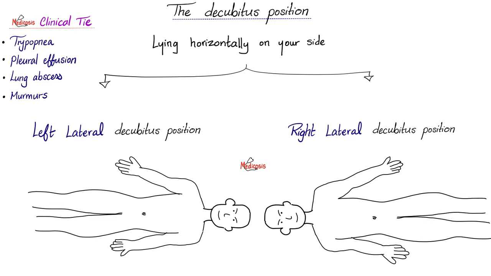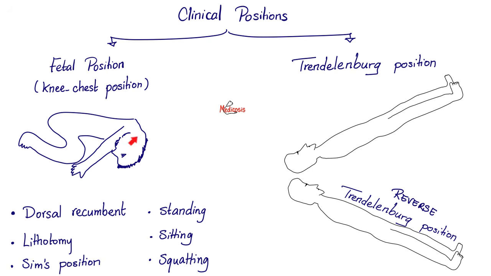Next, we have the decubitus position on your side. If you're lying on your left side, it's called the left lateral decubitus position. If you are lying on your right side, it is the right lateral decubitus position. We also have the fetal position or the knee to chest position.